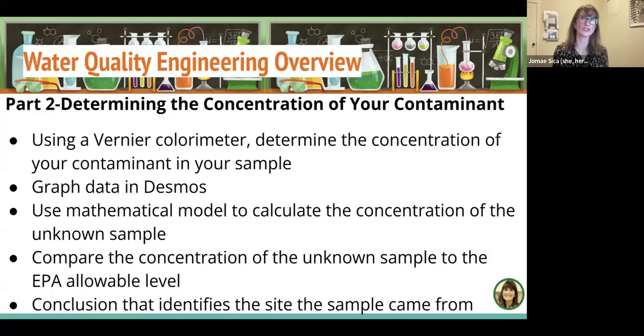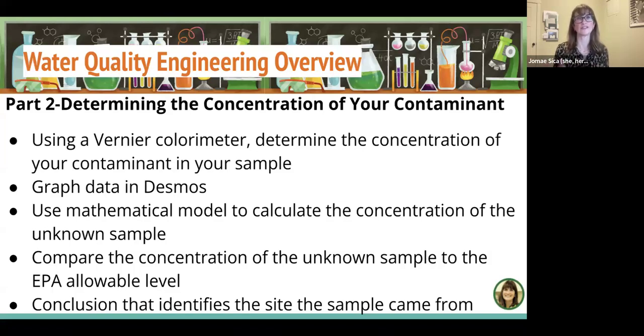And in this conclusion, earlier on in the project, when they were originally identifying what contaminant was in their sample, they were given a map of different locations around the area in which they live. And these are the possible sites that the water samples have come from. And so now they're using this information and the information that they learned in part one to really make a claim about where this water sample likely came from.